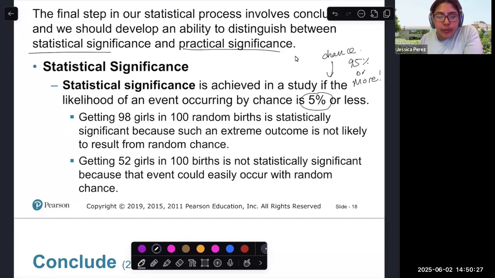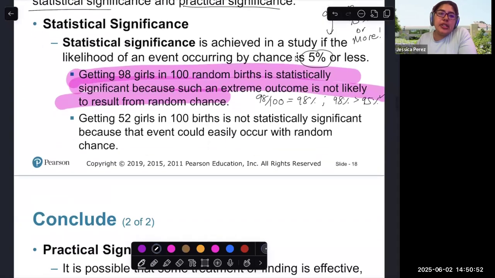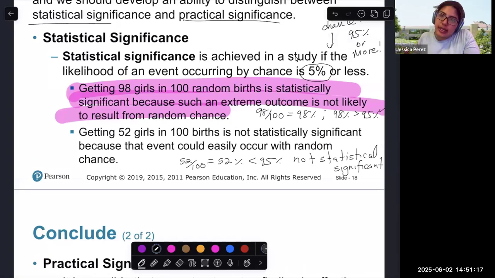That's the key. So getting 98 in 100 is statistical significance, because it doesn't occur by chance. 98 out of 100 is 98%, which is greater than 95%. That tells me it is statistically significant. Whereas the second one, getting 52 out of 100, is 52%, which is less than 95%. This is not statistical evidence, because it does not have 5% or less by chance. So 95, 96, 97, 98, 99, up to 100 is statistical significance.